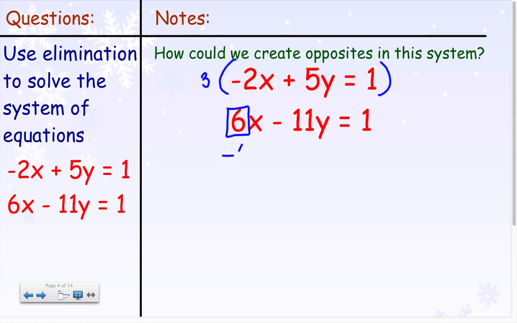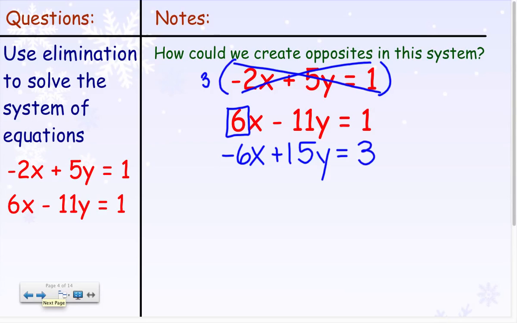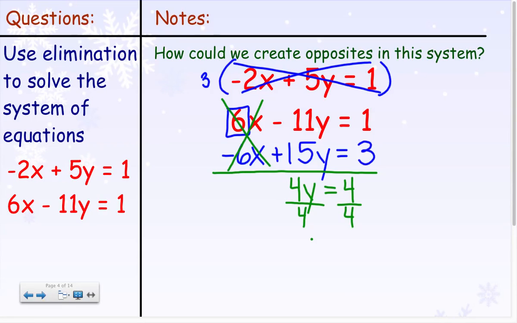3 times negative 2 is negative 6. 5 times 3 is 15. Oh, and sorry, I said negative, but this is 5 times 3, so positive 15. 1 times 3 is 3. Okay, so now I'm done with that equation. 6 and negative 6 make 0, so I know I did that part right. Negative 11 and 15 make 4. 3 and 1 make 4. So divide both sides by 4. And I've got y equals 1.